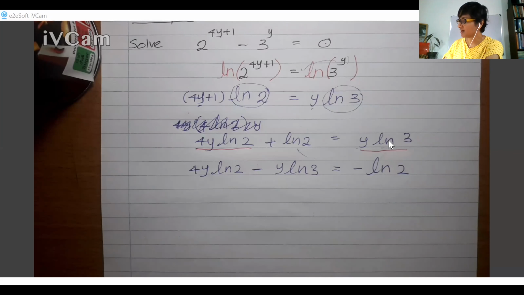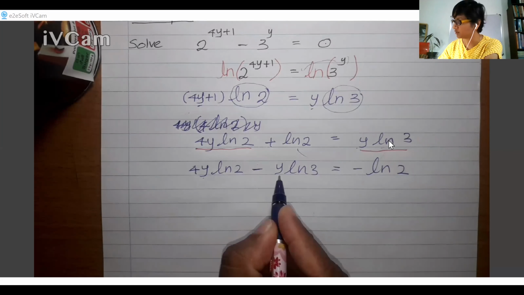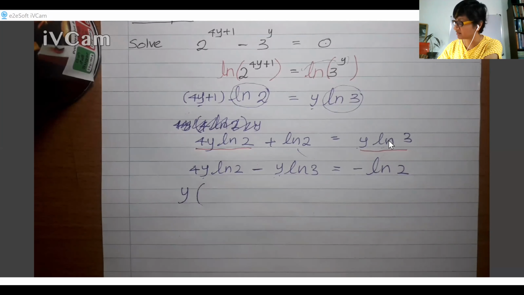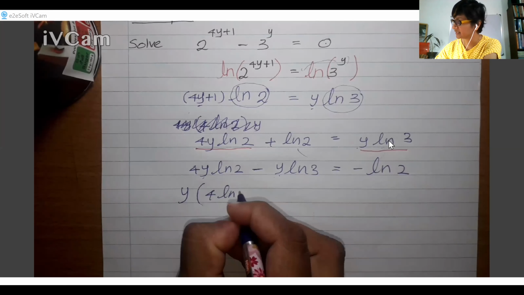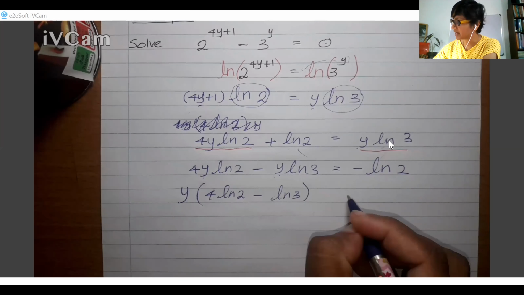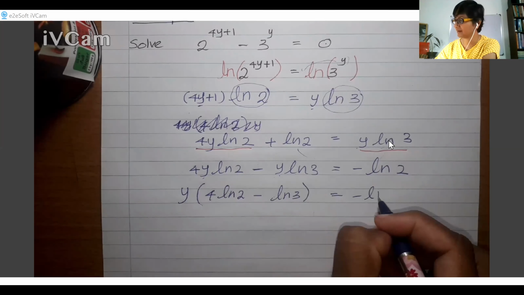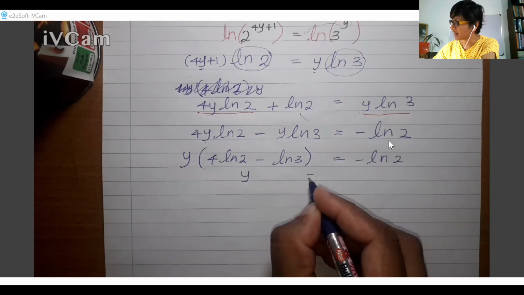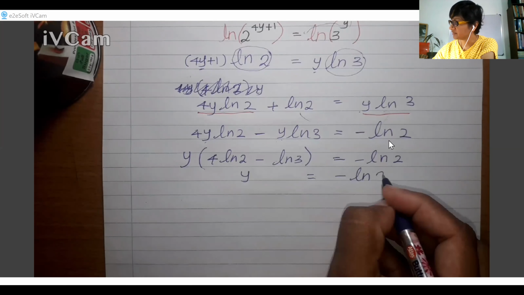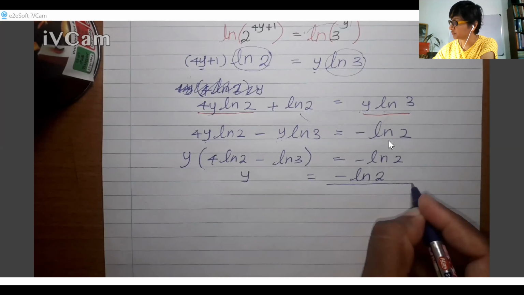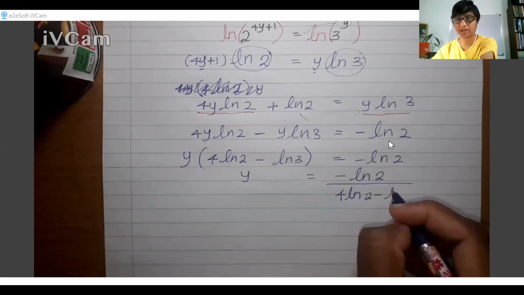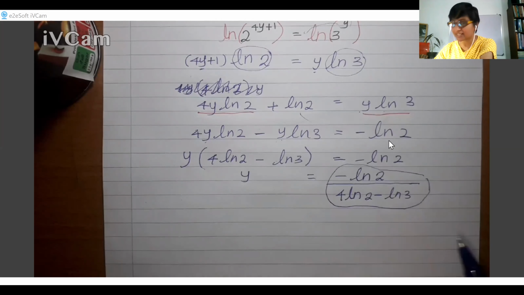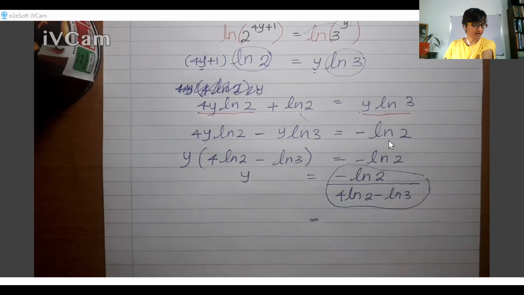Okay. So now I will take this y out, factor it out from these two terms. So here comes the y out of these two terms. I get y times 4 ln 2 minus ln 3 equals minus ln 2. And then one more step: y is equal to minus ln 2 divided by 4 ln 2 minus ln 3. Now you have to take your calculators and enter this whole thing and compute it. Can you tell me what the answer is?